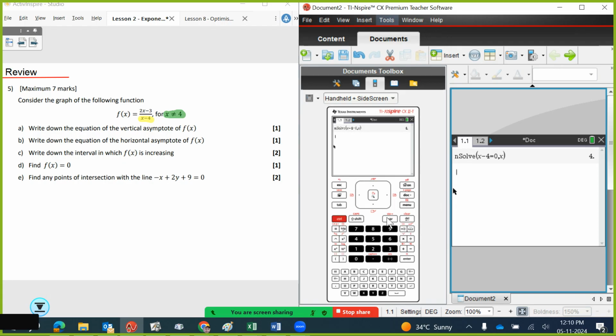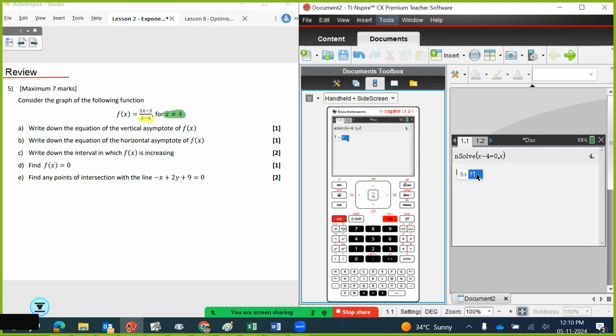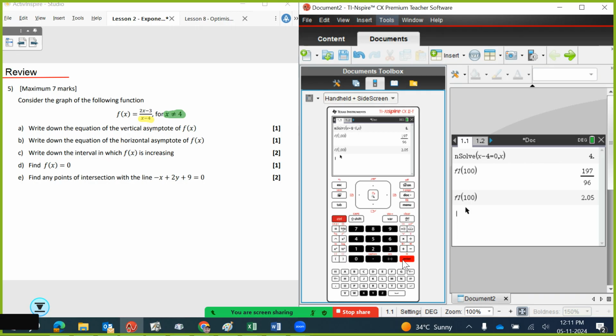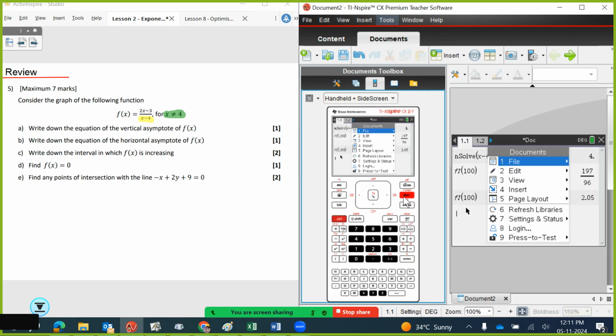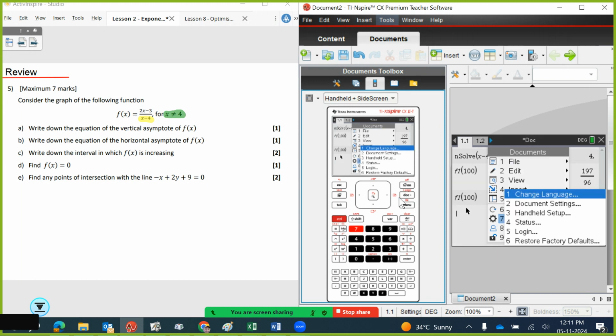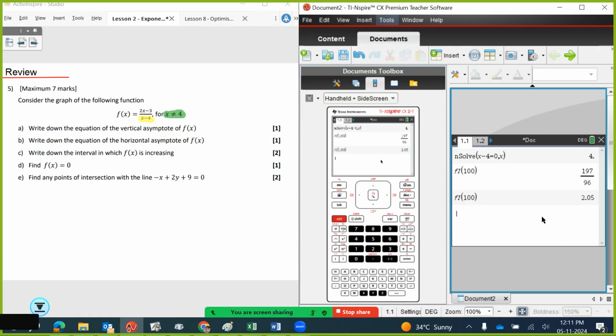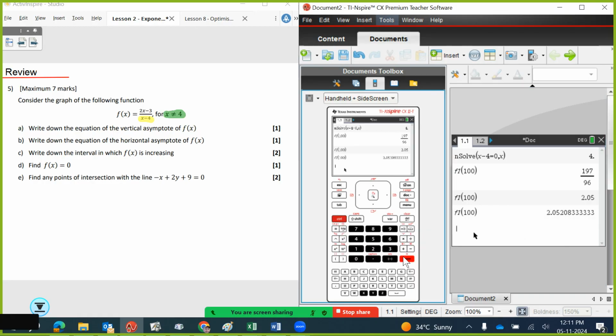So go onto the calculator screen, pull up the variables. There's F1. That's the function we entered. So put in larger and larger values for x. So if I put in 100 and I press Control Enter, I get a fraction, 2.05. I'm just going to press document 7.2 and change my float into full float. And then I'm going to press Control Enter again. And I see 2.05, blah, blah, blah.